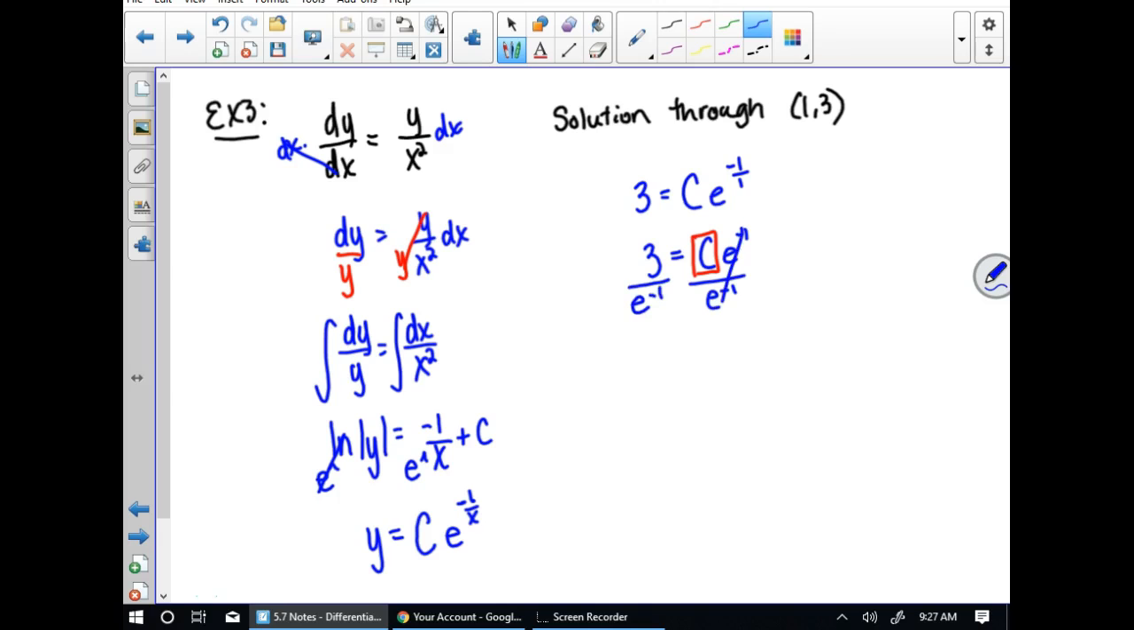Or there's several ways you can think about this. But when I get 3 over e to the negative 1, I don't like those negative exponents. So what is that the same as? Just 3e is your c. The other way you could think about that is this is really 3 equals c over e, right? Because if you move that negative exponent to the bottom over here, then you could multiply both sides by e, and c equals 3e in that case as well. So a couple ways to think about that, but you get the same result. So our equation is y equals 3e times e to the negative 1 over x.